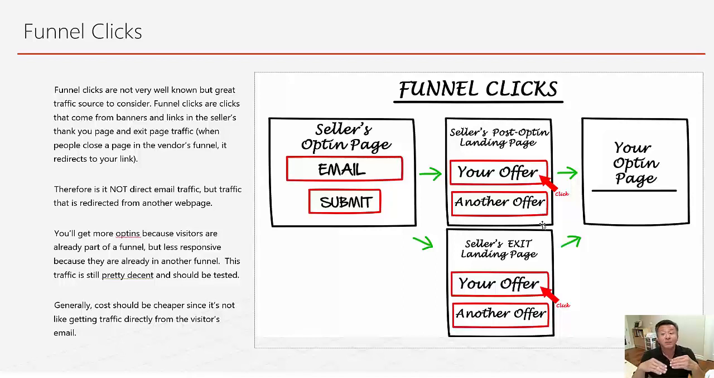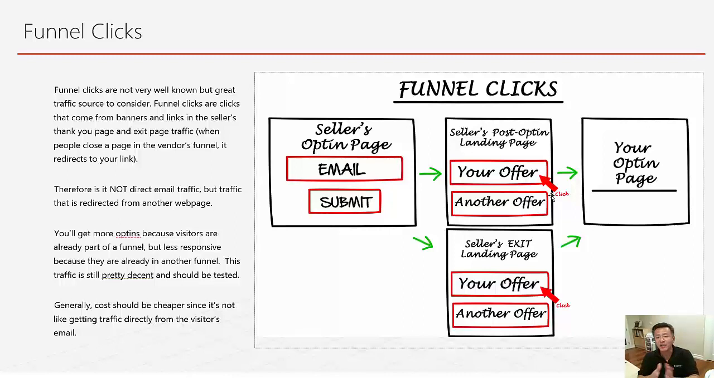So it gives people a chance, after they've opted into the primary opt-in page from the seller, to go to your offer and opt into your opt-in page, right? So they'll click on your offer following their first opt-in, and by clicking your offer, it'll redirect to your opt-in page where they will opt into your offer. Now, the thing about these funnel clicks is that you will get a high percentage of opt-ins.